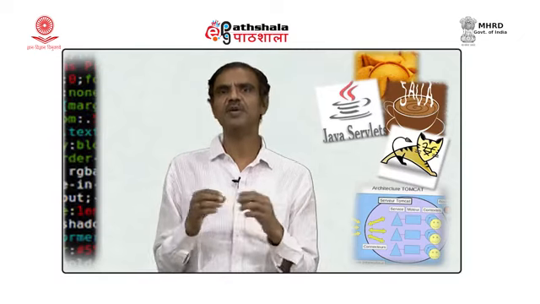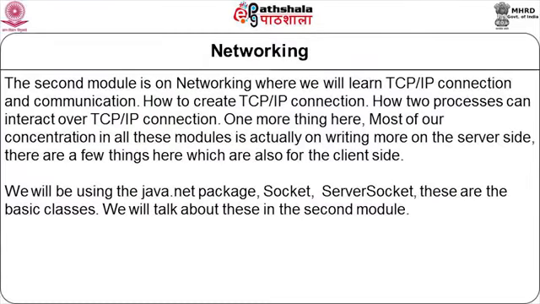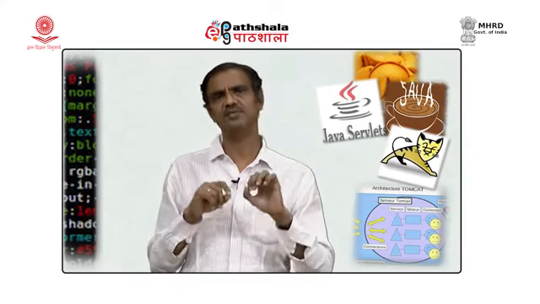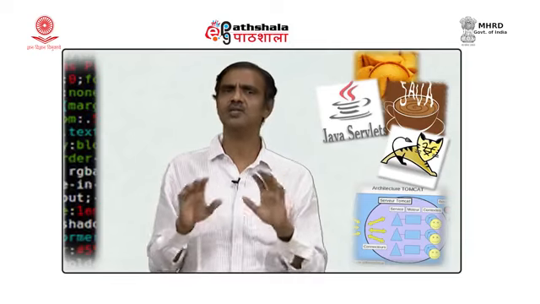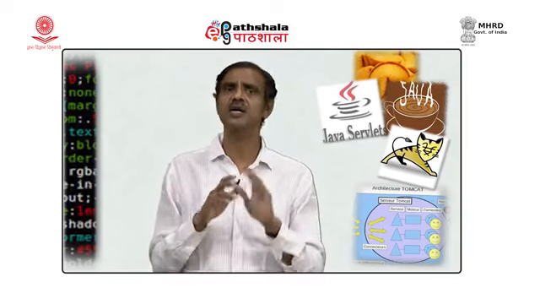So, the second module which is about networking. There what you will be learning is about the core basic raw TCP IP based connection, fine, how to create a TCP IP based connection, how two processes can interact over a TCP IP based connection, and it would help you to even write some kind of a server. Our more concentration in all these modules is about actually writing more on the server side, fine. There are a few things which are also for the client side, but yes. So, module 2 is basically on networking. Here we are using Java networking, there is a java.net package, Socket, ServerSocket, those are the basic classes. So, we will talk about those in module 2.